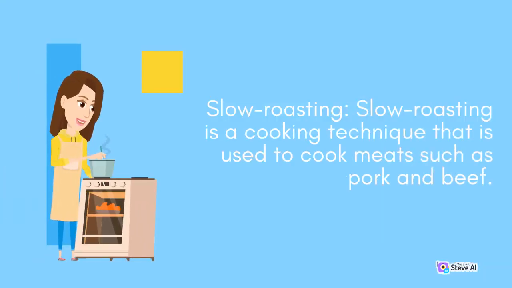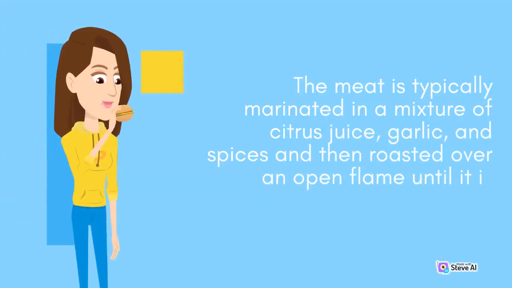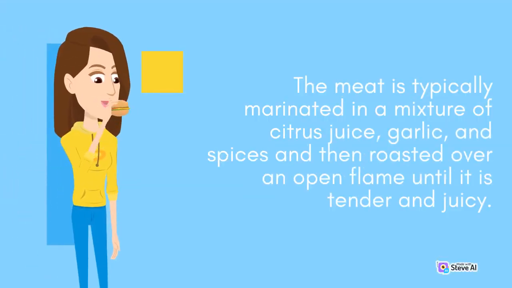Slow roasting. Slow roasting is a cooking technique that is used to cook meat such as pork and beef. The meat is typically marinated in a mixture of citrus juice, garlic, and spices and then roasted over an open flame until it is tender and juicy.